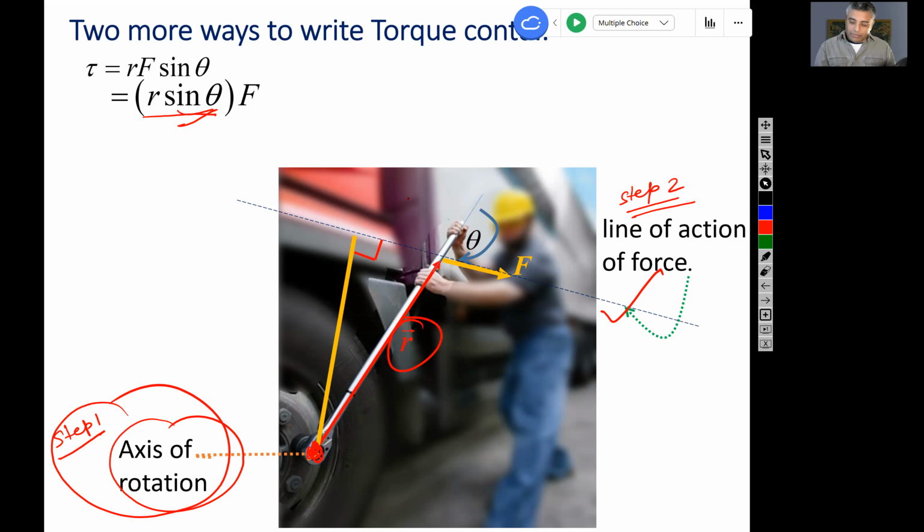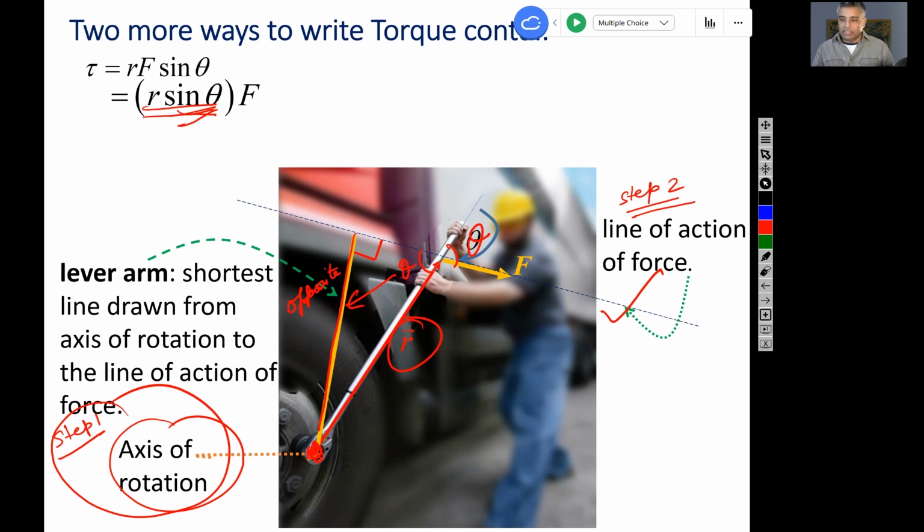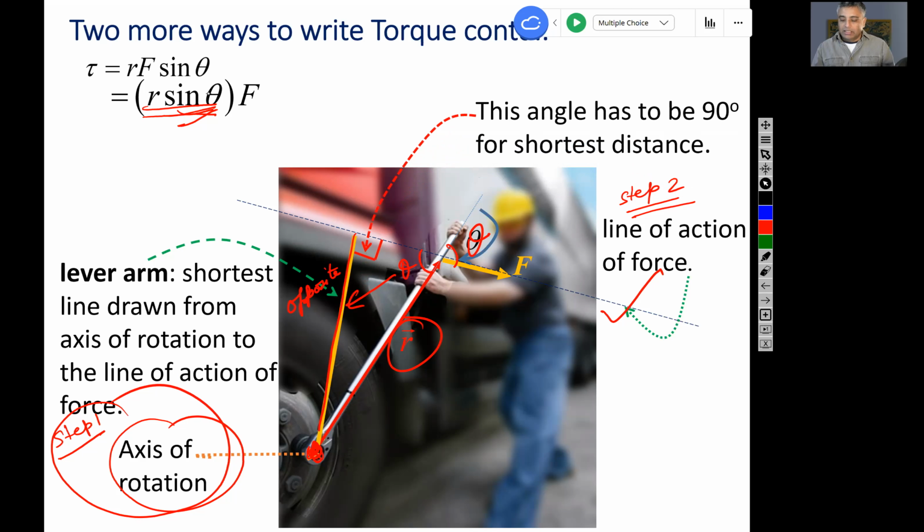So it's not obvious yet. This angle theta means this angle theta. Now this is opposite, right? So that's why this is R sine theta. That is R sine theta. And it has a special name. We call that lever arm, okay?